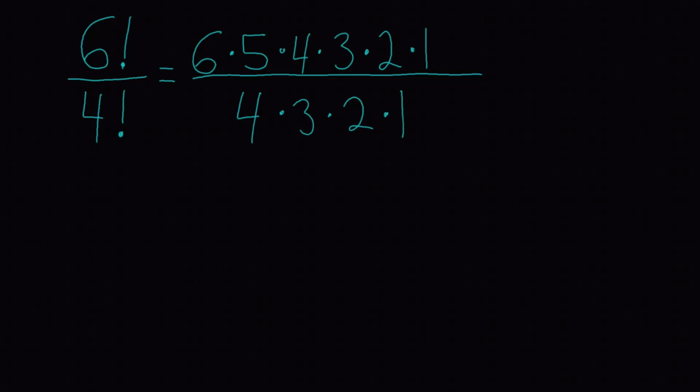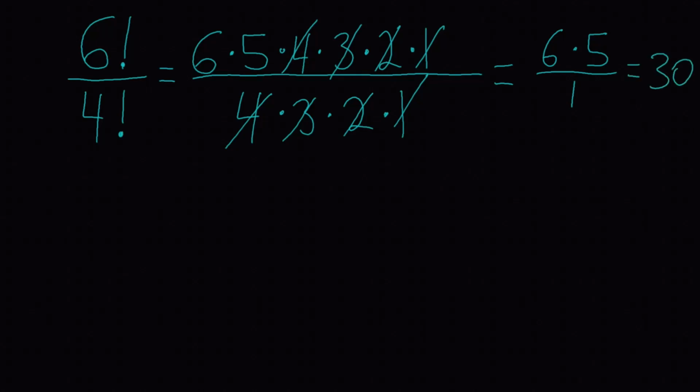Now, there's some things that I can notice here, and that's my numerator and denominator share a couple things that we can cancel. And those are my 4s, my 3s, my 2s, and my 1s. And so what I'm left with is just 6 times 5 up top. And then since everything is canceled on the bottom, it just leaves a 1, which will give us 30.